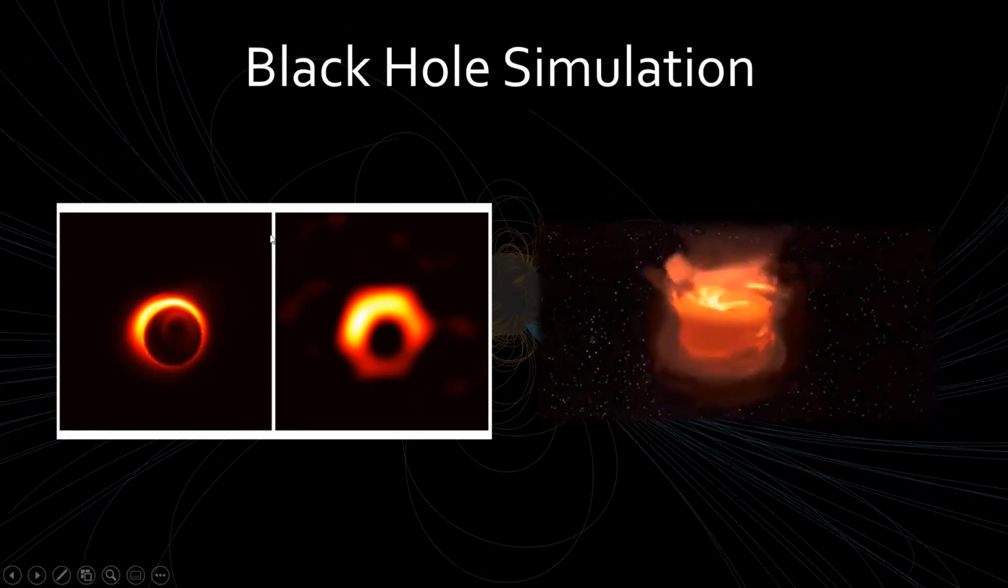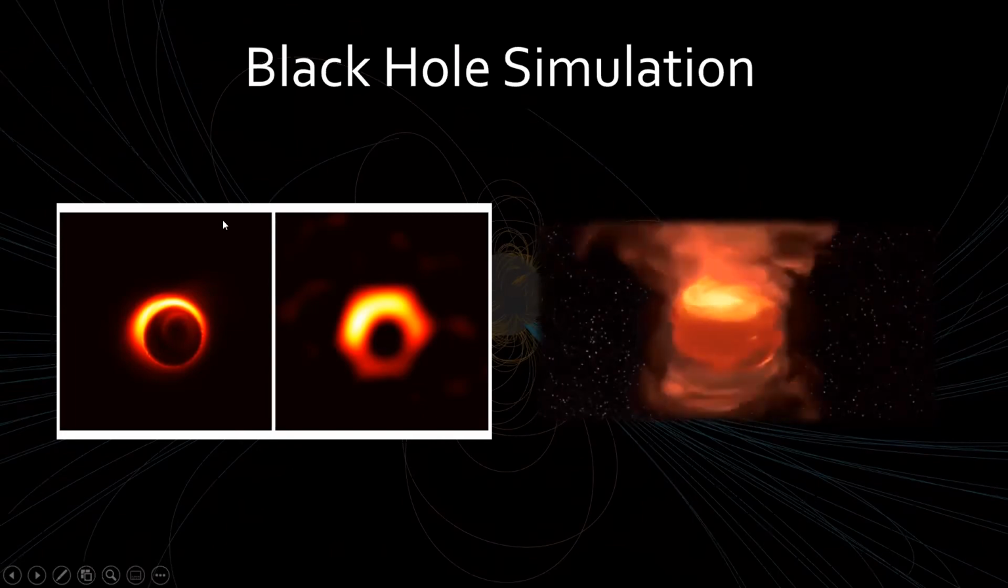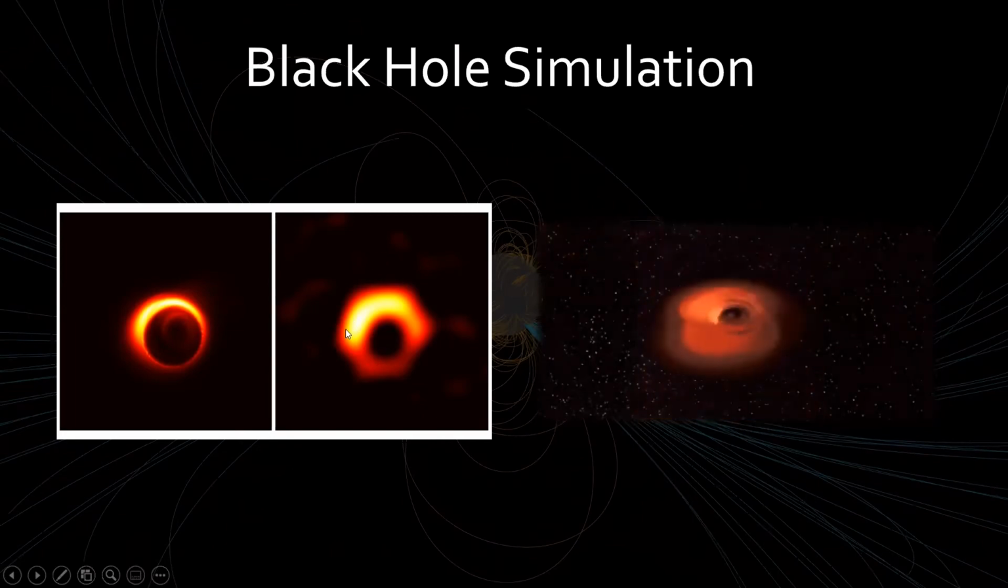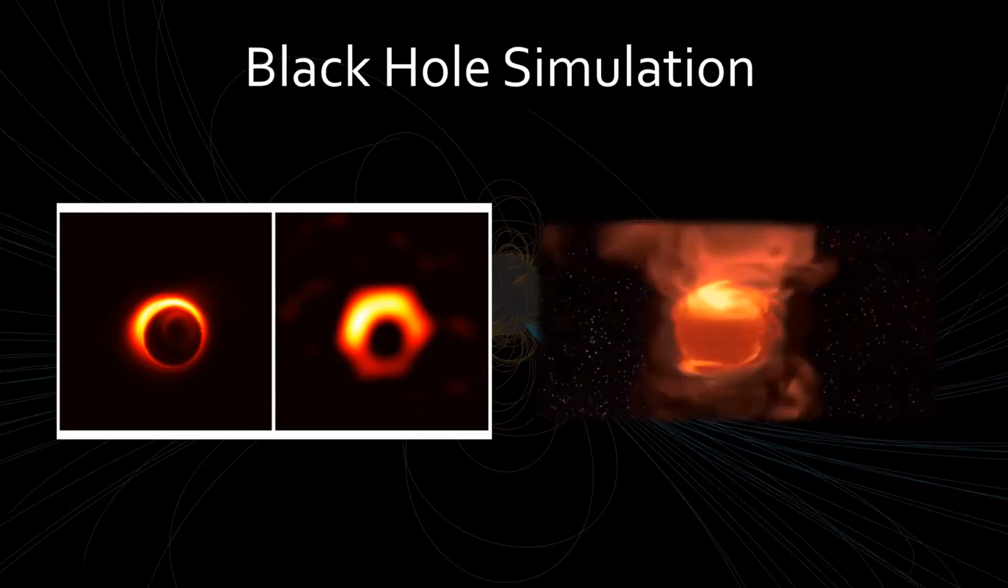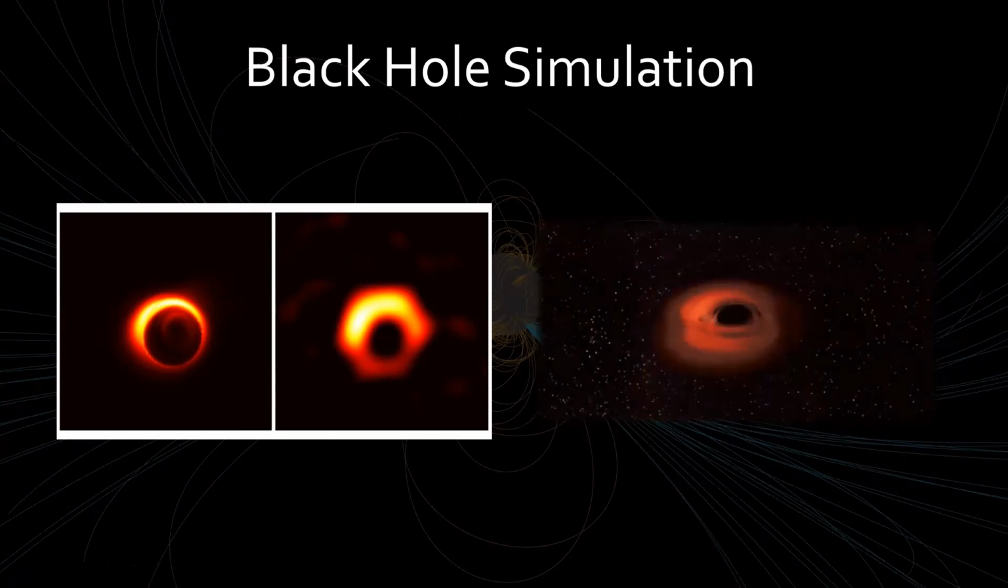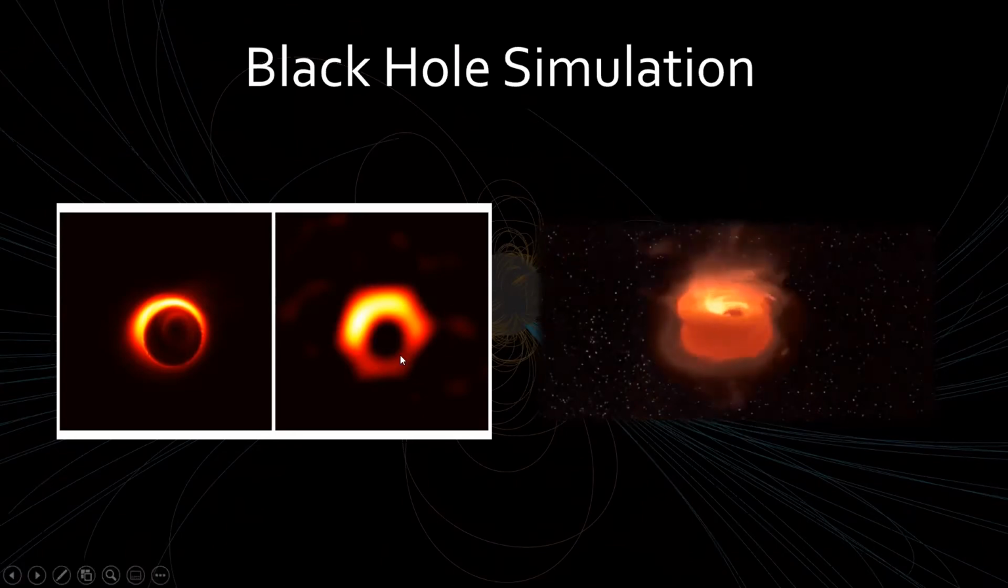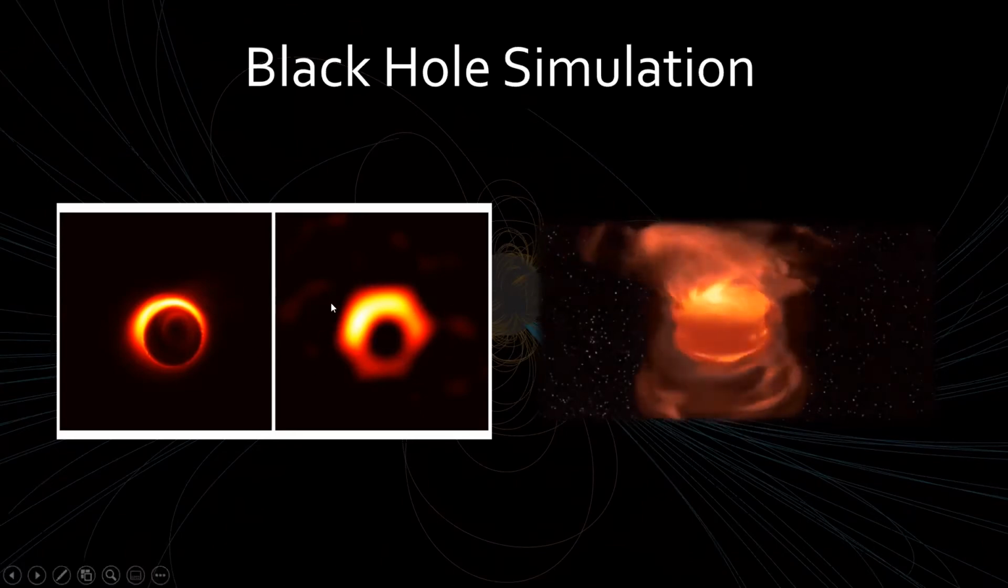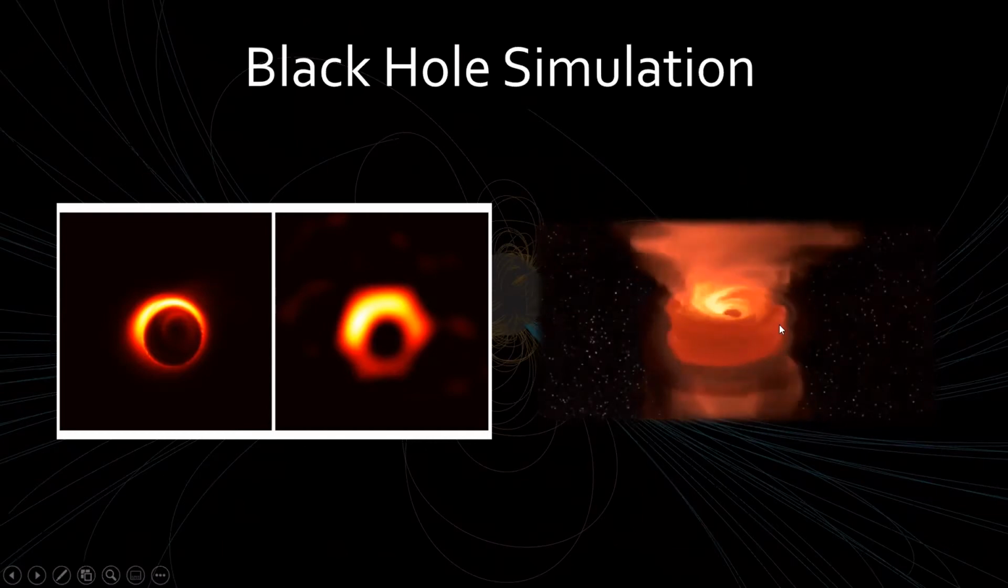I don't have the algorithm here right now to show exactly how they used ray tracing, but I can add it later and link you guys after. But they used that and produced these black hole images that you see here, and this as well.